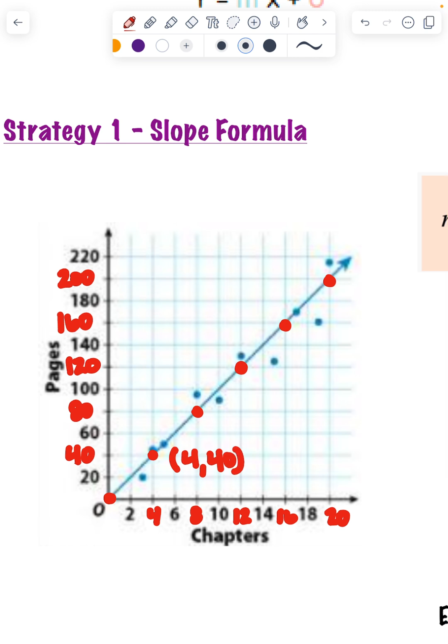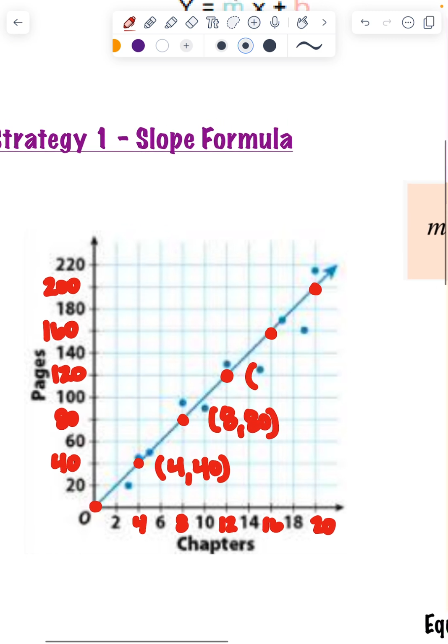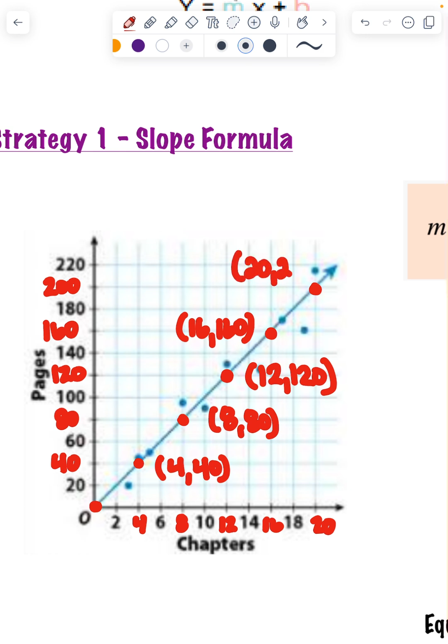My second ordered pair is going to be 8 and 80. My third ordered pair is 12 and 120. I really only need 2 ordered pairs, so I can stop here, but if I wanted to continue, I would have 16 and 160, and then 20 and 200.